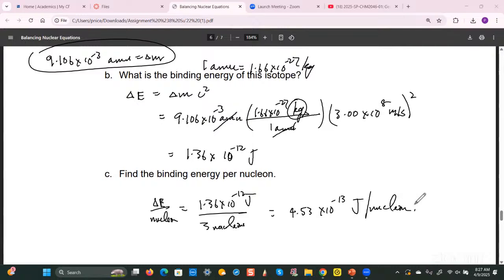All right? Any questions? Yes, sir. So the 3 nucleons are from the 2 neutrons and the 1 proton? Exactly. All the particles that reside in the nucleus. Okay. Any other questions? Any questions out there in Zoom?